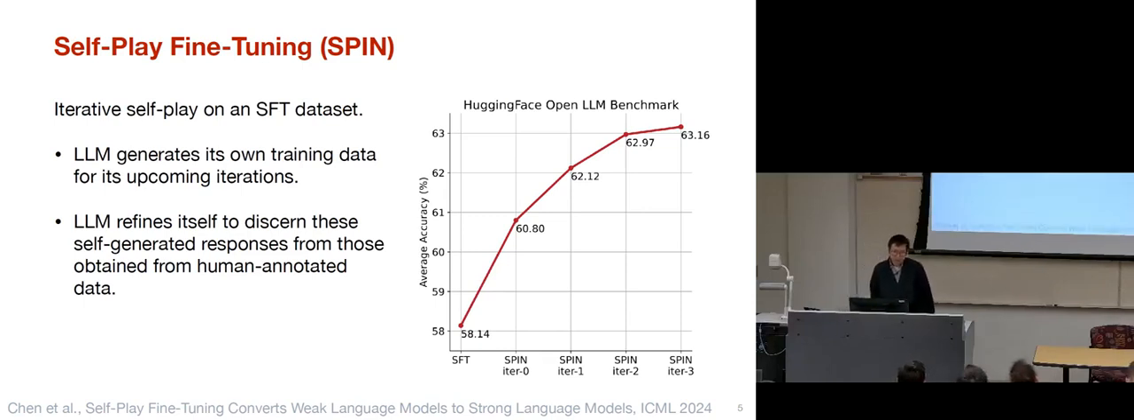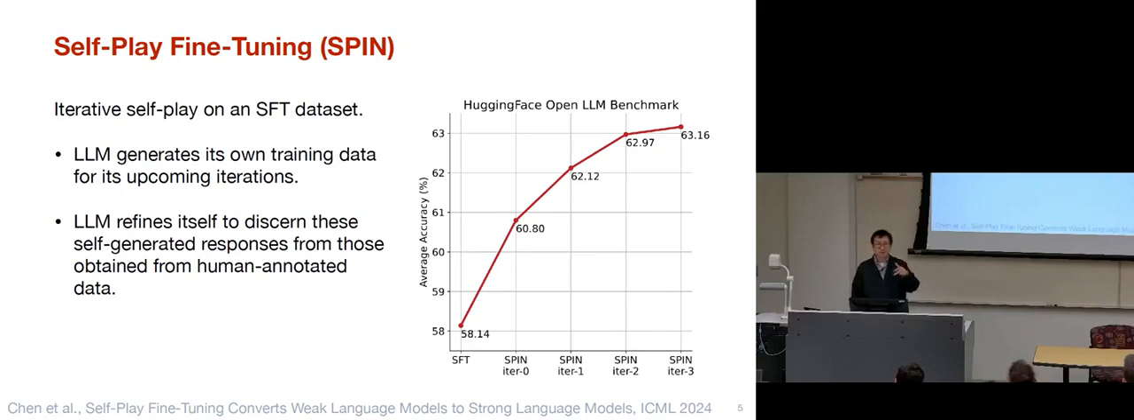In our previous work, we proposed an algorithm called self-play fine-tuning, or SPIN. This algorithm can be seen as an advanced version of supervised fine-tuning. The key idea is, if you think of SFT as behavior cloning, then this algorithm is similar to generative adversarial imitation learning. We first let the language model generate a lot of responses to a set of prompts.